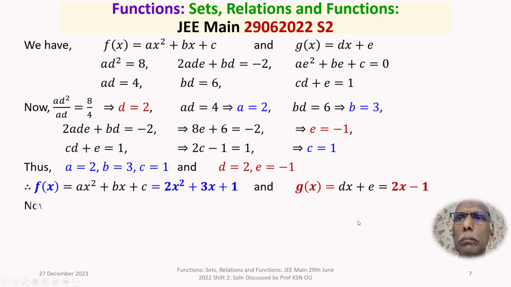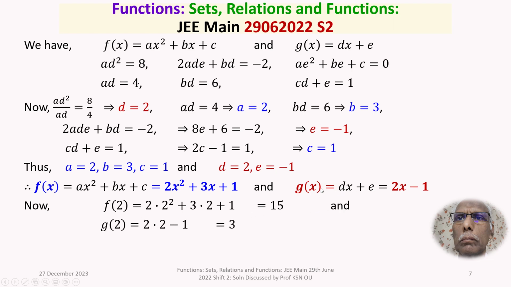That's the problem. So now f of 2 will be in ax square plus bx plus c, wherever there is x you substitute 2, simplify, you will get 15. And g of 2, get into g of x, wherever there is x you substitute 2, simplify, you will get 3. Now required to find the value of f of 2 plus g of 2, that will be equal to 15 plus 3, that is equal to 18. So 18 is our answer. And it is a numerical type, therefore you have to fill in the blank with 18.